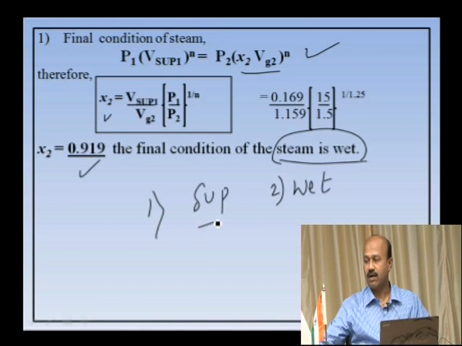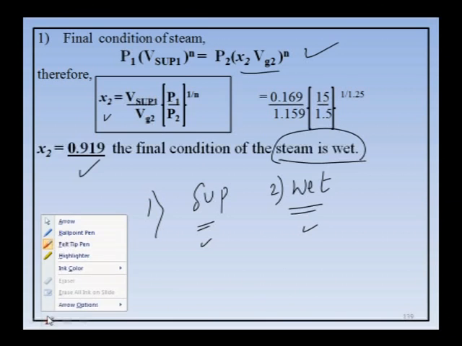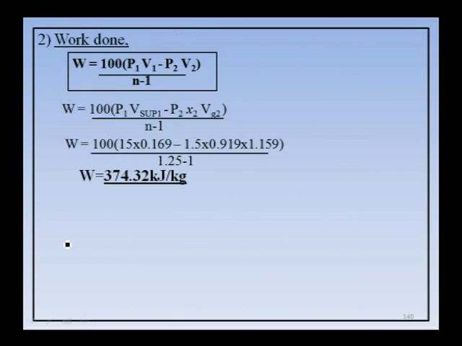So first, in all the problems you must identify these two conditions, initial condition and final condition, then only you can work out the problems. So in the problem you want the final condition of steam as well as work done. Okay. So next is work done.